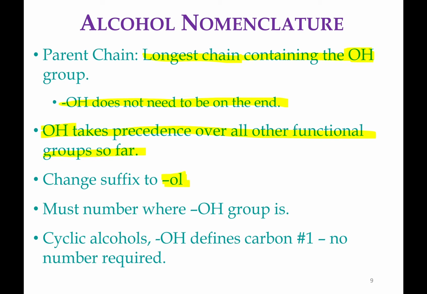So we must then number where the OH group is. We have to say, where is the OH group? Because it could be at carbon 1, it could be at carbon 6. If we have a cyclic alcohol, the OH is always going to be at carbon number 1. It's defining carbon number 1. So you don't have to have a number unless you have more than one substituent. You'll have to number those.